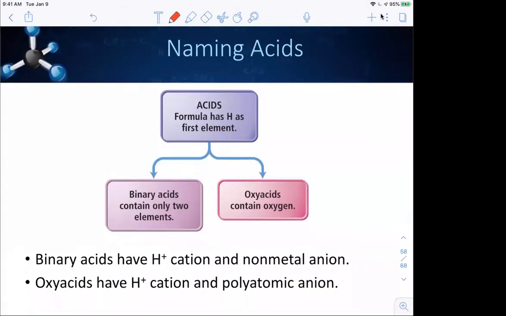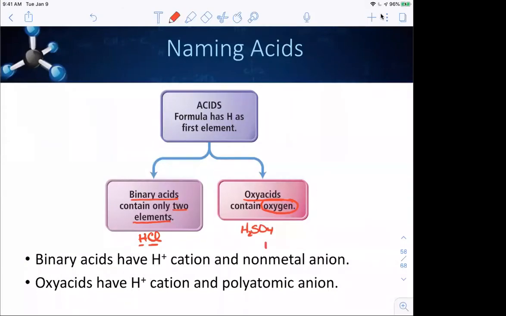There are two types of acids that we're going to worry about naming. There's binary acids. I only have two elements. This would be HCl. I have a hydrogen, I have a chlorine, two elements. And then there's oxyacids. Well, where have we seen that term before? Anything that contains oxygen. So this is going to be like H2SO4.